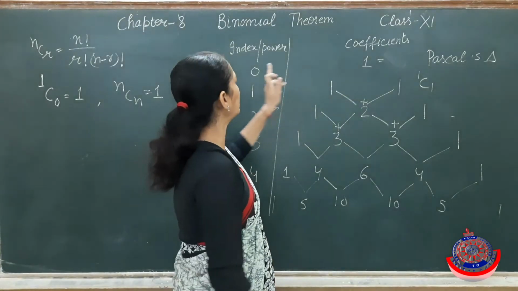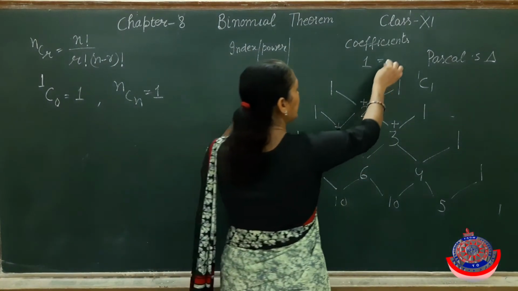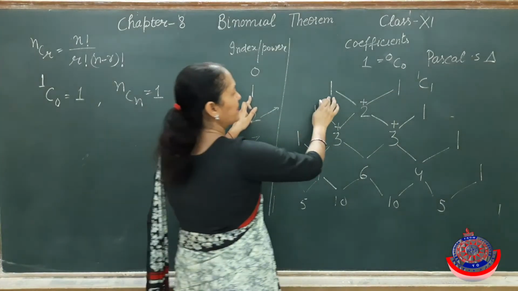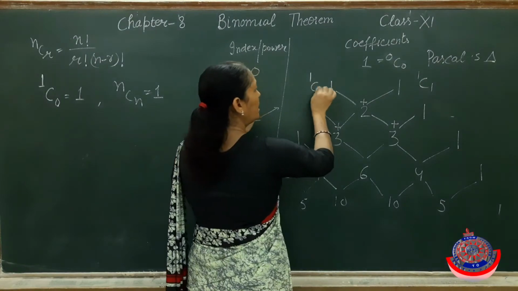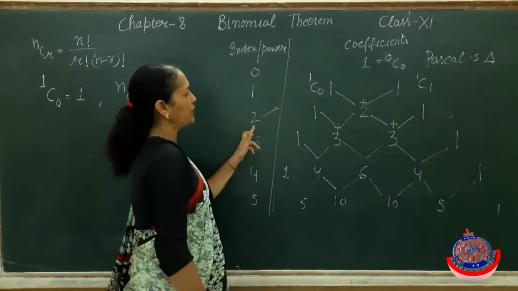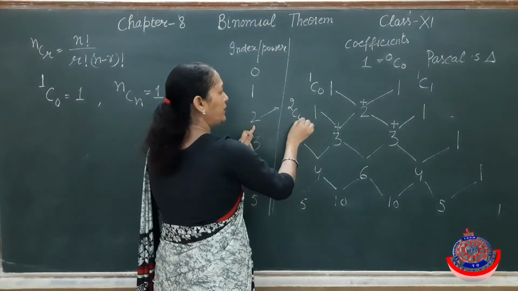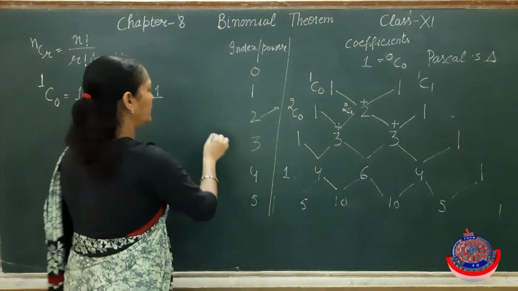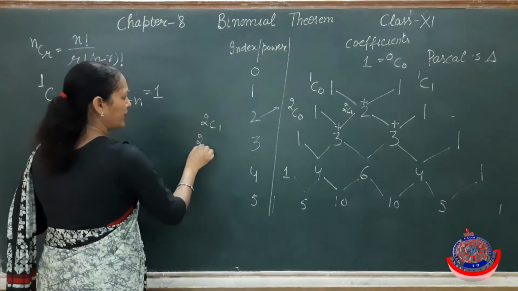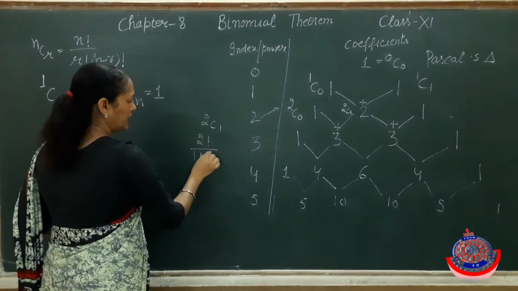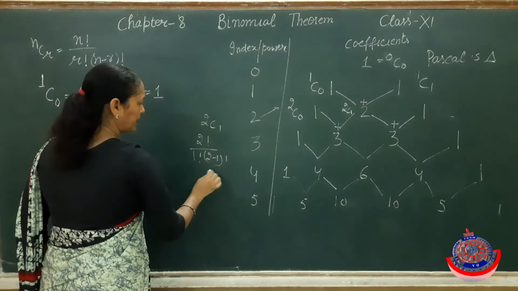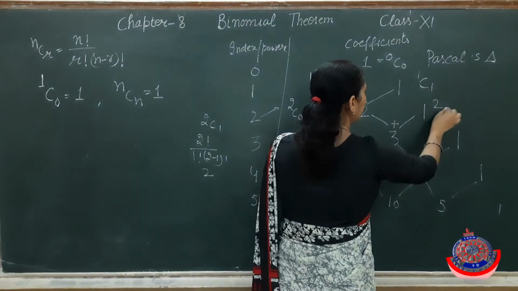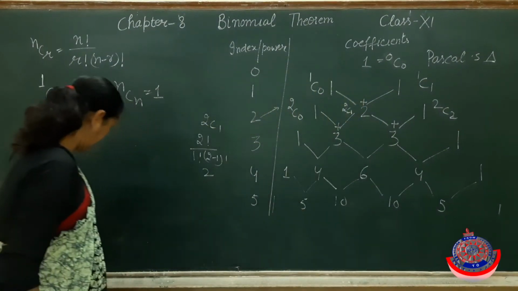Here we have written 1. So for 0 power, can we write it as 0C0? For 1, we are having 1 and 1, so 1C0 and 1C1. For 2, 2C0, this is 2C1. 2C1 means 2 factorial upon 1 factorial into 2 minus 1 factorial, so 2, and here we can write 2C2. Let's write it properly.